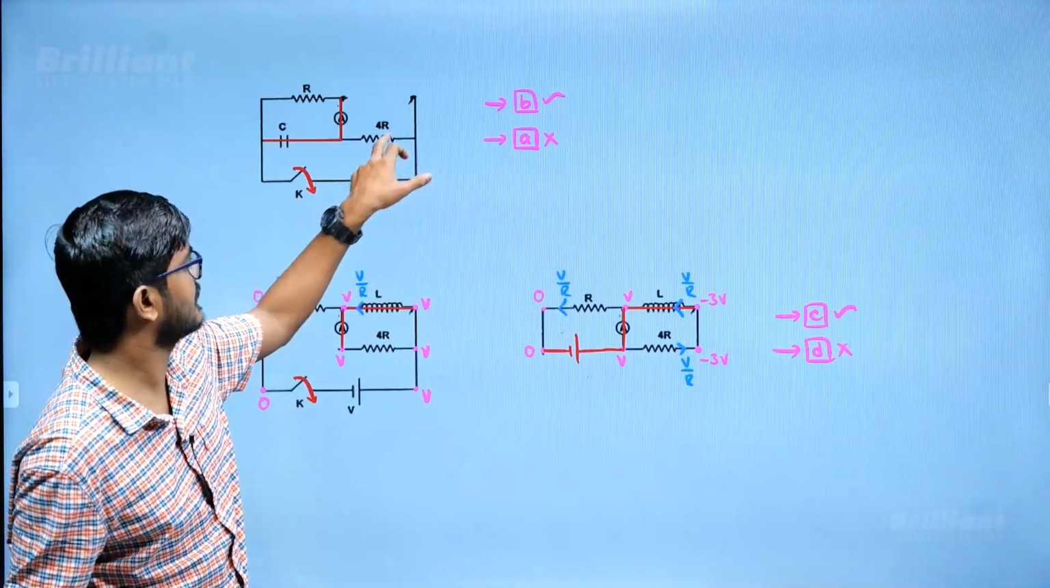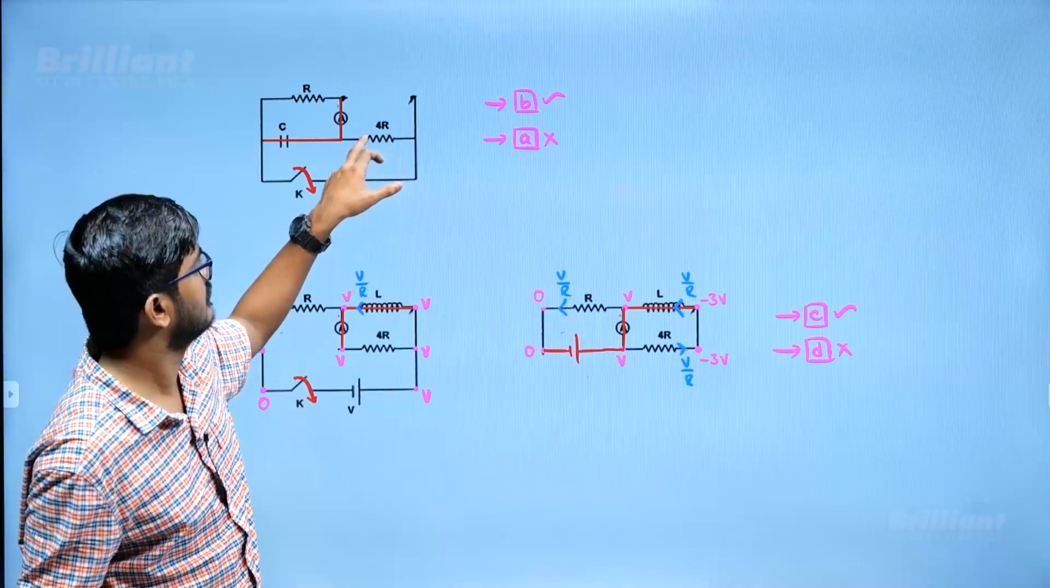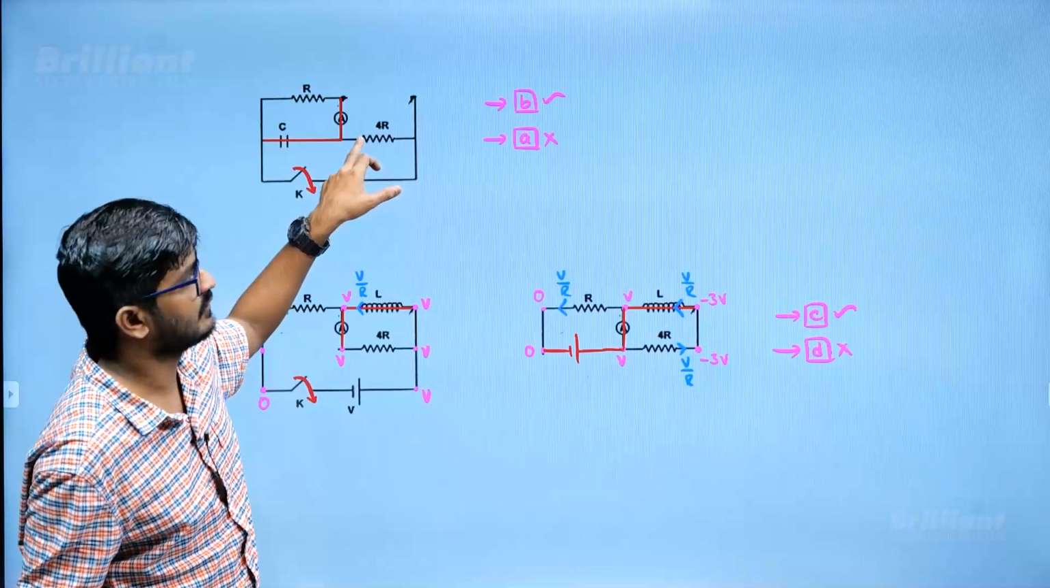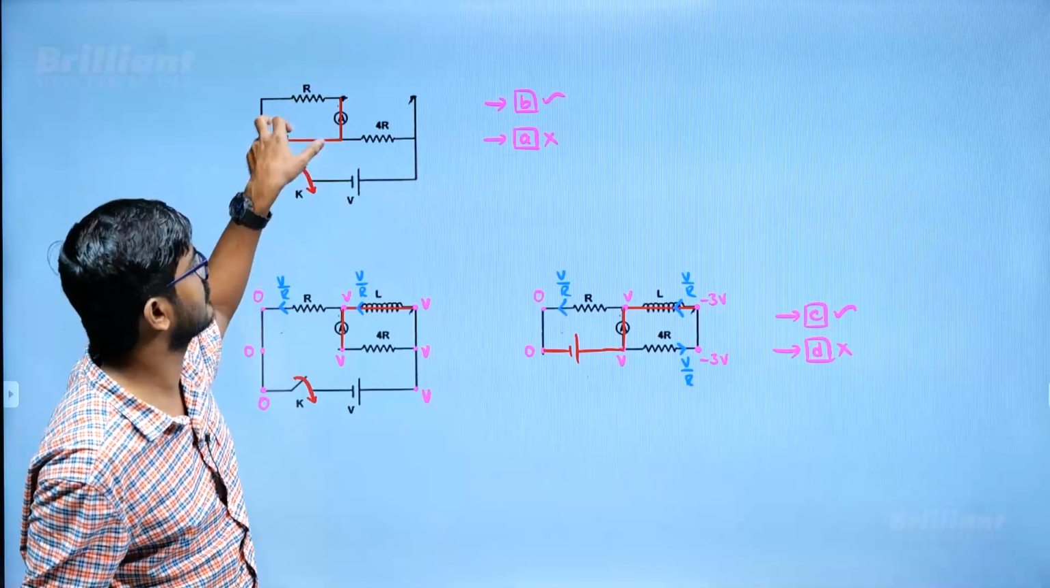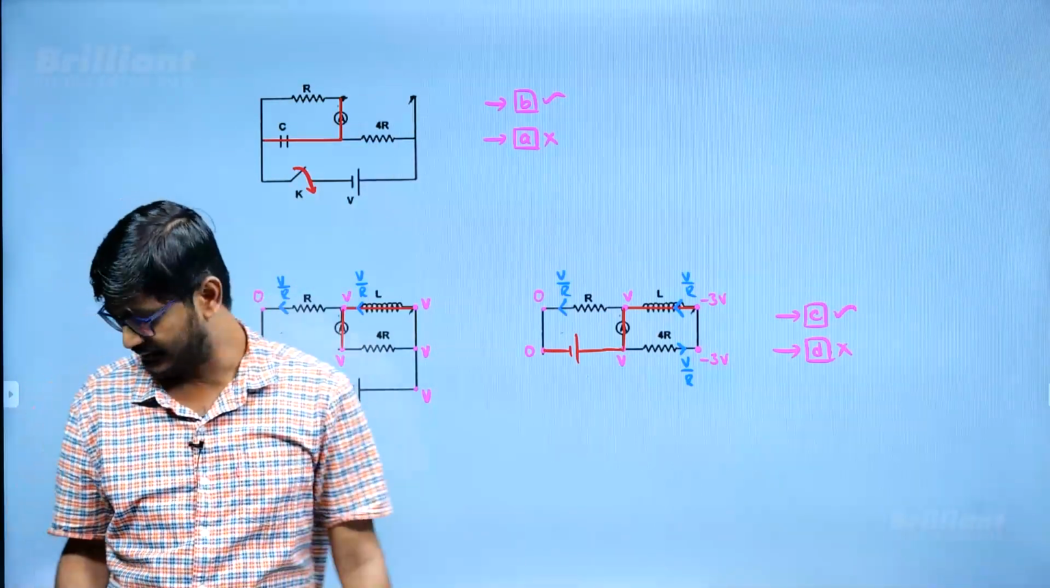So what is going to be the current? Current is going to be V by 4R. But what will happen to that current? That current will be flowing through this part only, because no current will flow through this resistor. So ammeter will show 0 reading.